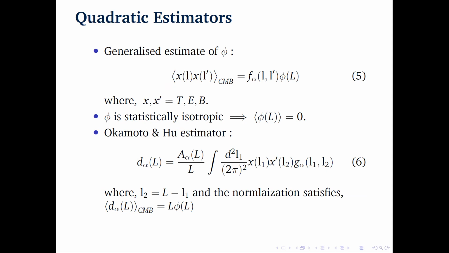So what we do is use the quadratic estimator defined by Okamoto and Hu around 2002, which is basically a weighted combination of the temperature and polarization fields. This X here, you can replace with either T, E, or B, so any combination of pairs you can use. And this d-alpha is called the Okamoto and Hu quadratic estimator. This is what we use in this analysis.